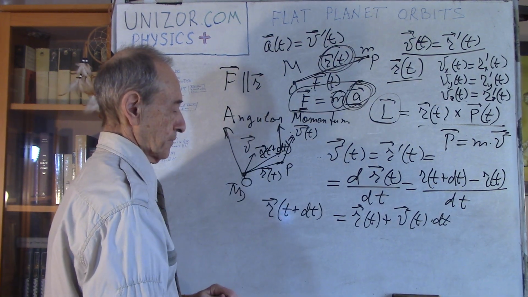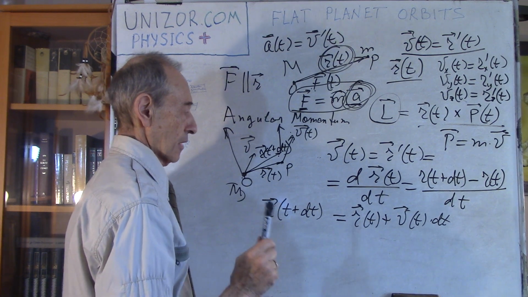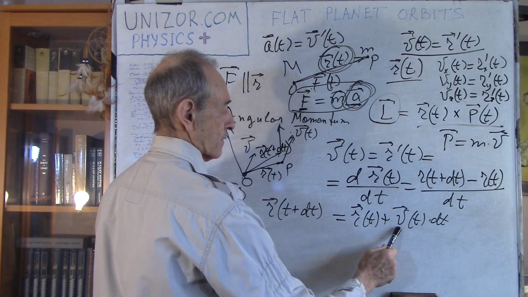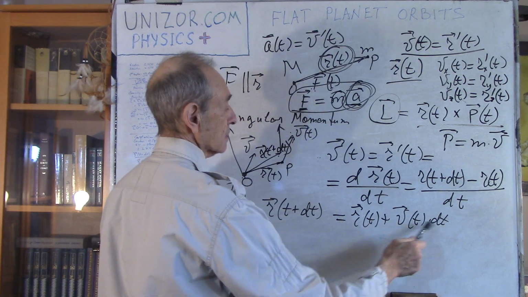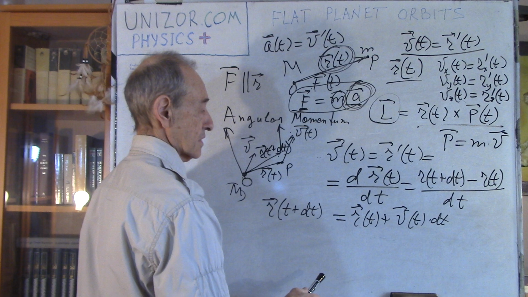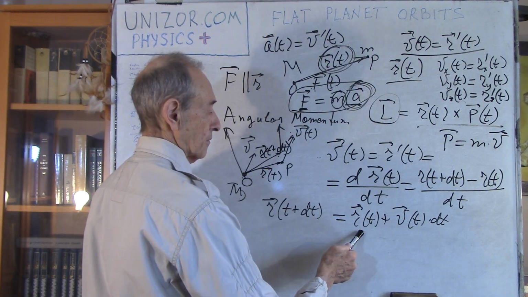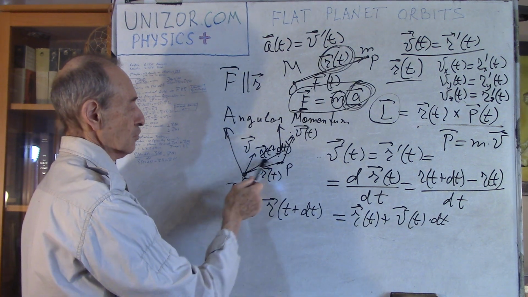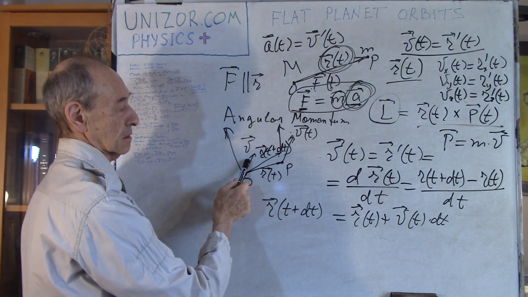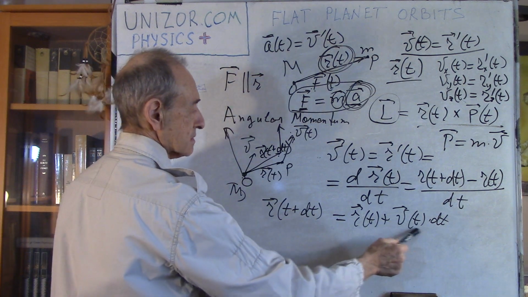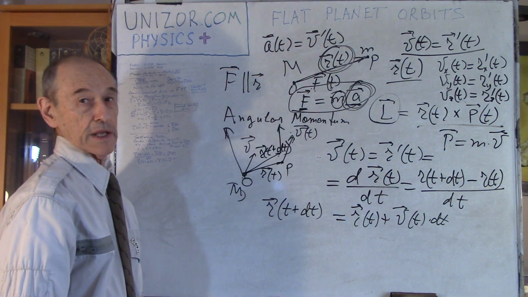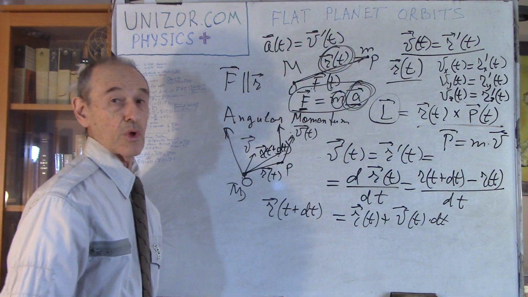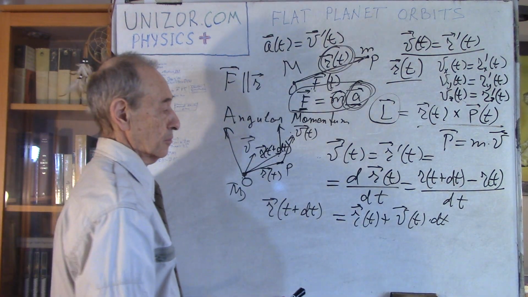Now here is a very, very important consideration. This is a vector, this is a vector times a constant, and it doesn't change the direction of this vector. So this vector belongs to the plane which was defined by r and v, because that's r. And this vector belongs to the same plane.